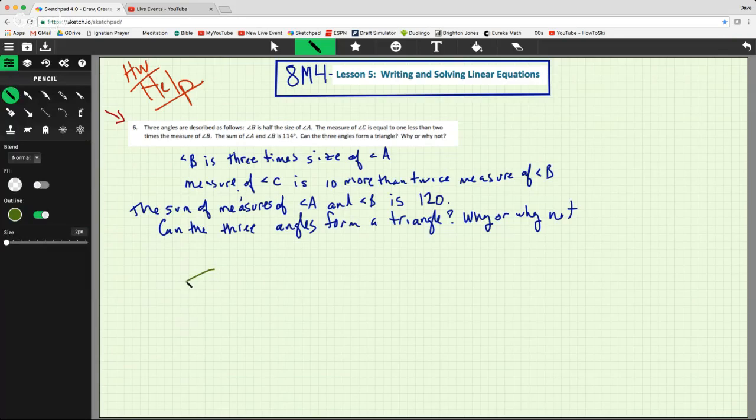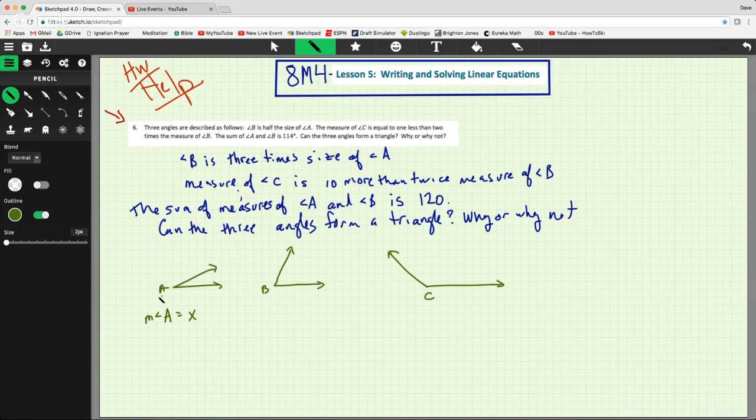Let's do it like this. We're going to call this angle A, and then we'll draw a bigger one for B, and then draw C an even bigger one. So let's call the measure of angle A... We don't know what any of these measures are, and there's nothing that says a number. So we can just say the measure of angle A is equal to x.